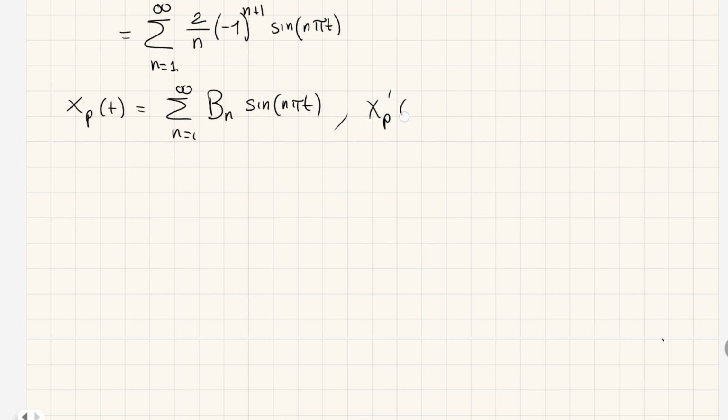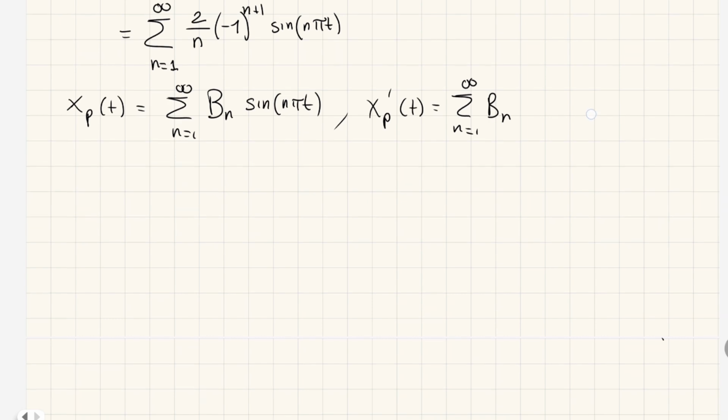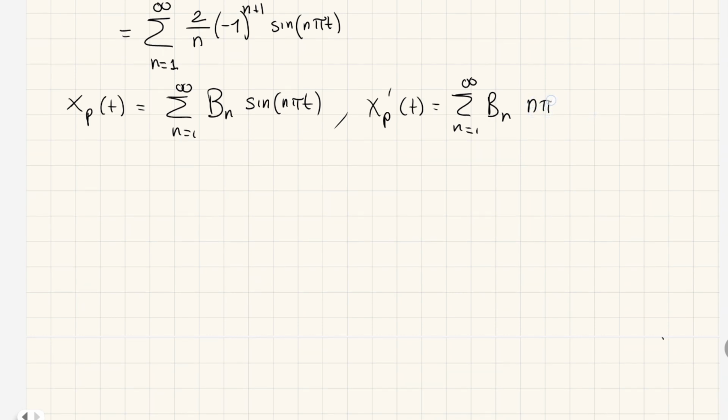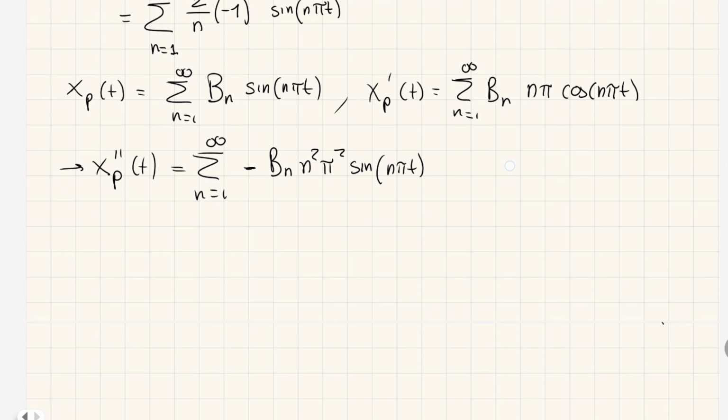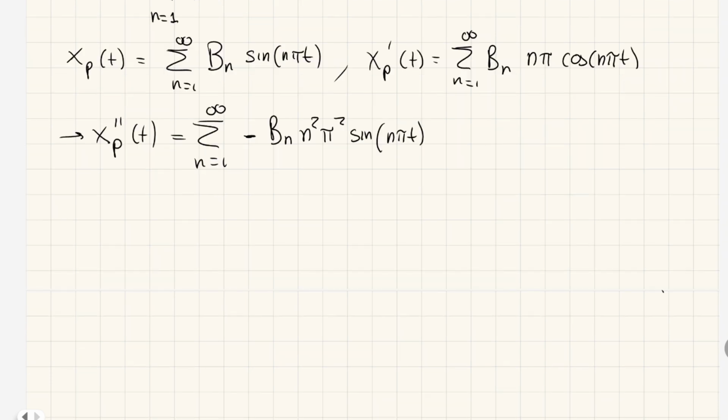So the first derivative is going to be the sum from n equals 1 to infinity of b sub n, which doesn't depend on t, so it is a constant, and we take out n pi and multiply it by cosine of n pi t. And then x sub p double prime of t is going to be equal to the sum from n equals 1 to infinity of negative b sub n n squared pi squared sine of n pi t. Okay, perfect.